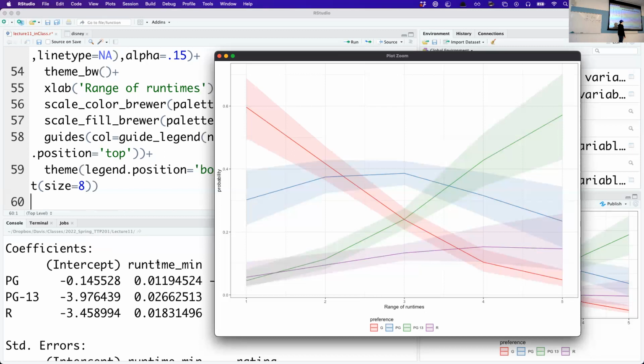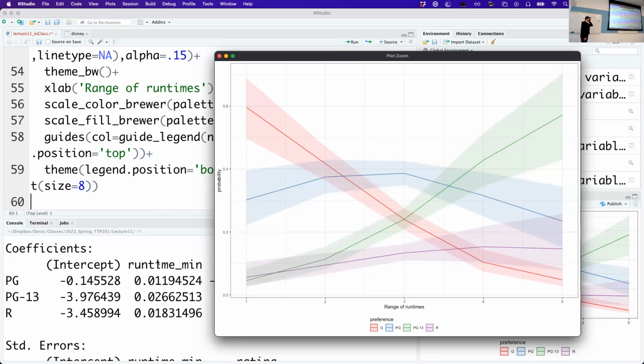Yeah, because it's just grouped by quantiles. So this might correspond to like a 1 hour runtime, and then that might correspond to like a 3 hour runtime. Could we change that to like minutes?